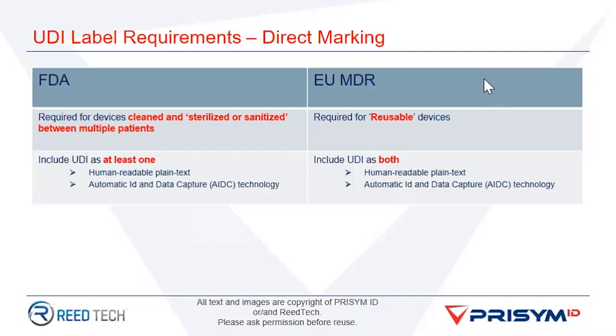So also, as far as direct marking is concerned within the EU MDR, it's more akin to the requirement for the rest of the product labeling. There is no option to exclude the human readable or the AIDC components. Both forms of the UDI will be required on the device within the EU regulations.